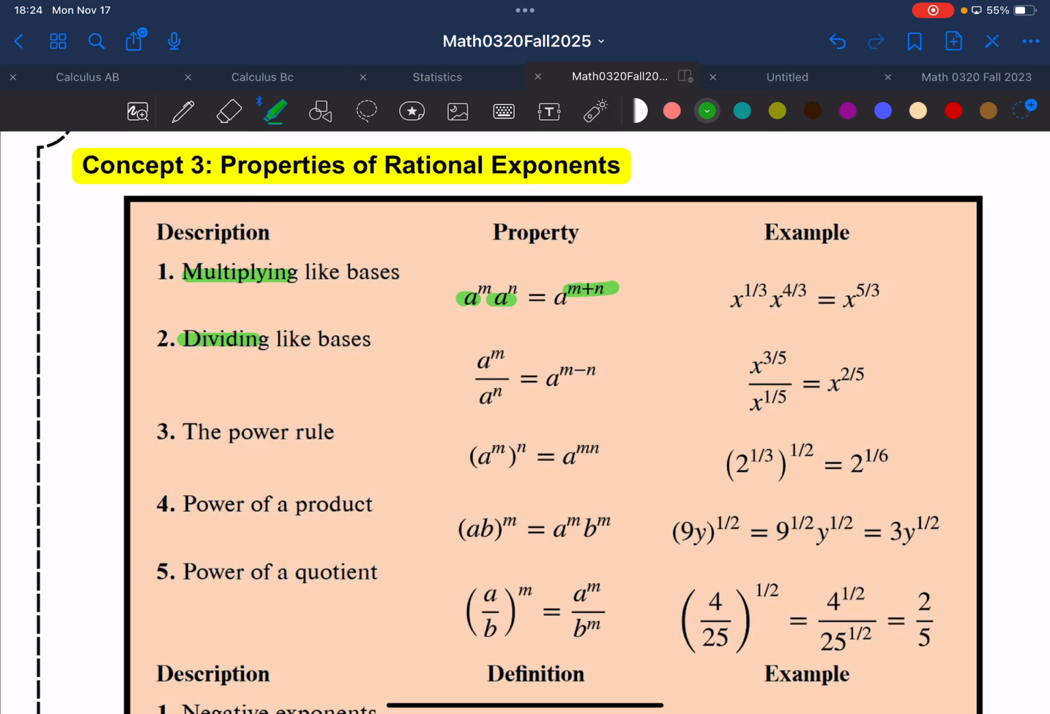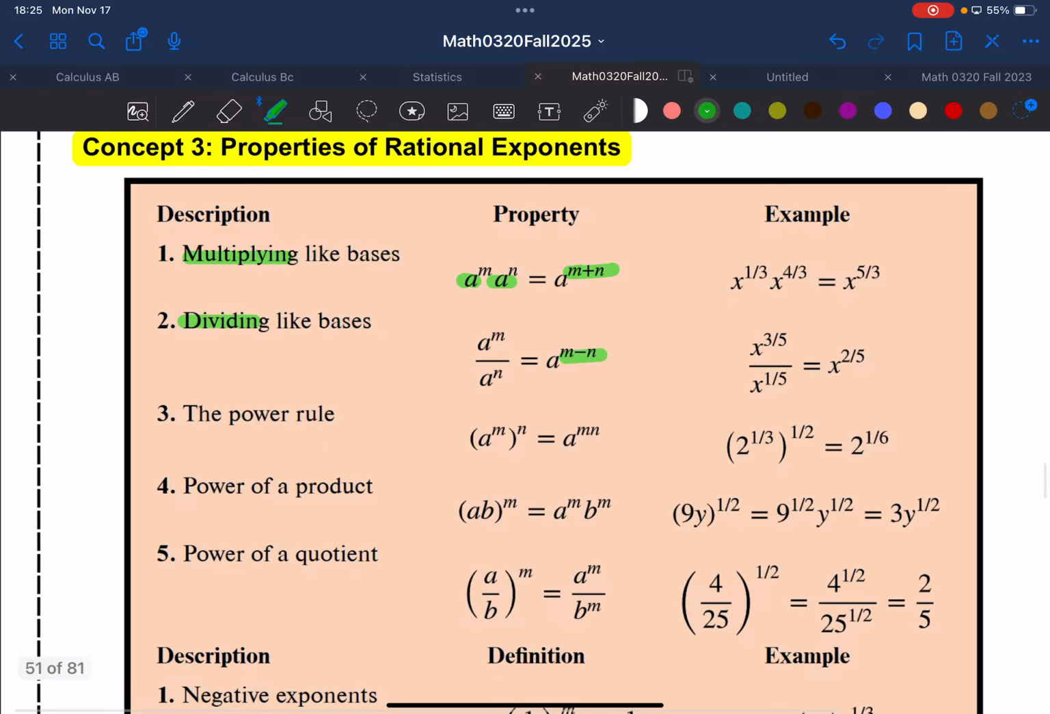Dividing, we're going to do the opposite and subtract the exponents. If we're dividing with the same base, like a to the m divided by a to the n, we subtract them. This is a to the m minus n. Here they use the example, x to the 3/5 divided by x to the 1/5 is equal to x to the 3/5 minus 1/5, which is 2/5. So multiplying we add, dividing we subtract, and then we have the power rule.